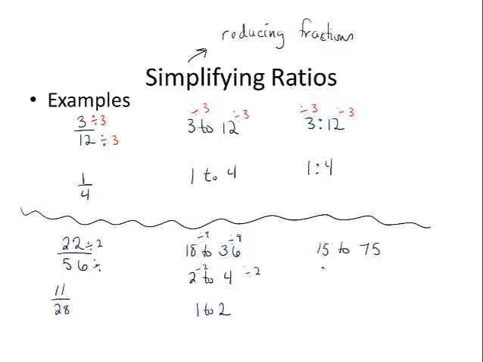And the same here, 15 and 75 both divide by 5. So I get 3 to, what is that, 15. And then those both divide by 3, so it's a 1 to 5 ratio. So any questions on that?